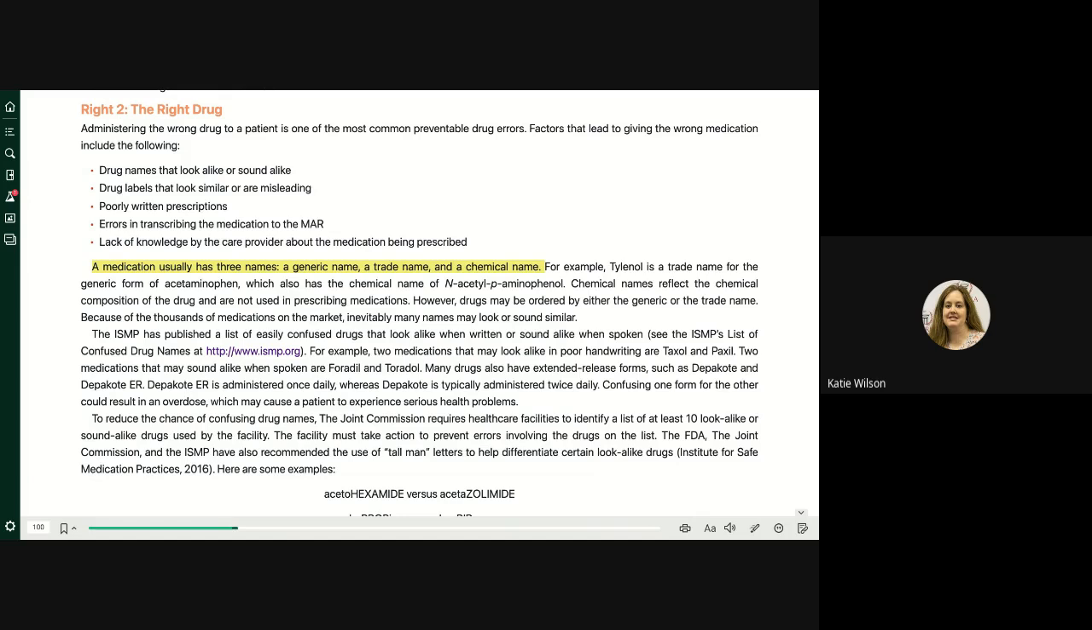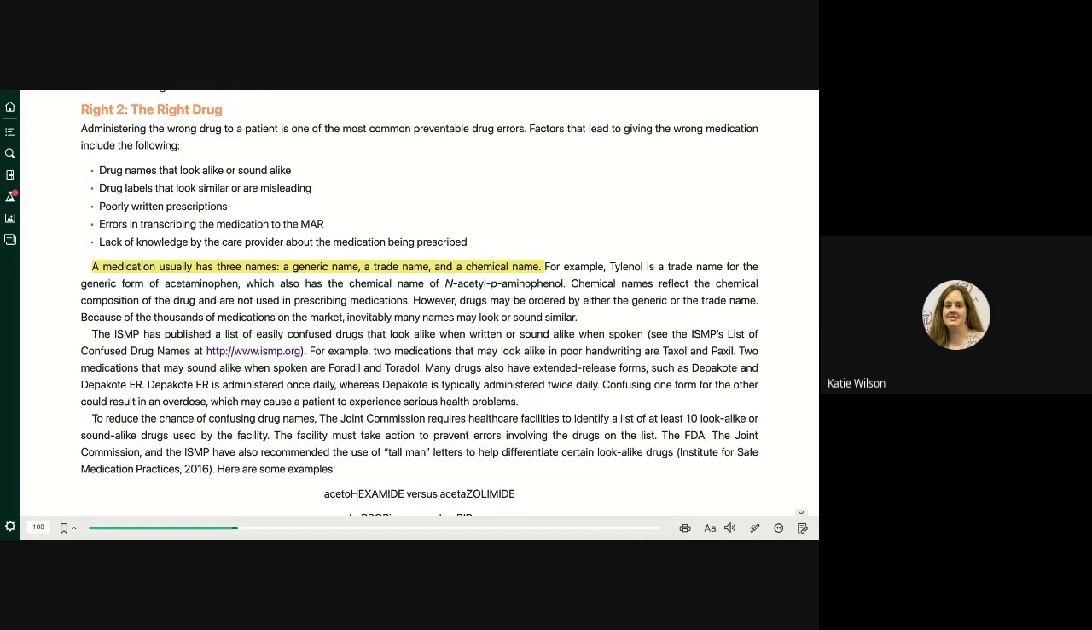So trade name or brand name is Tylenol, and you'll notice that trade name is capitalized. So the trade names or brand names are always capitalized, and the generic name is not capitalized, and in this case, it is acetaminophen. Now, it's important for you to know that a medication only has one generic name, okay? There could be multiple trade names for the same medication. So think of ibuprofen.